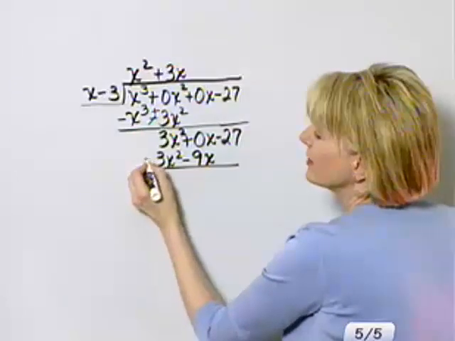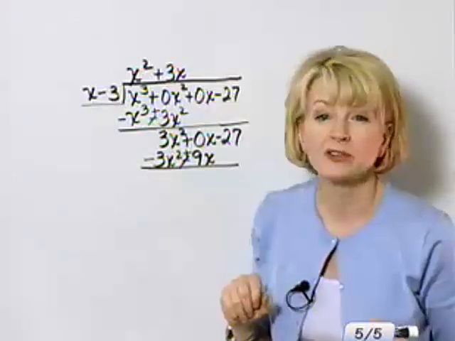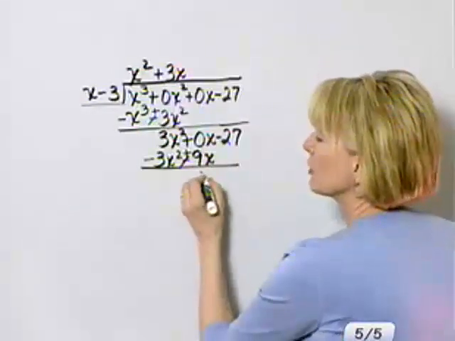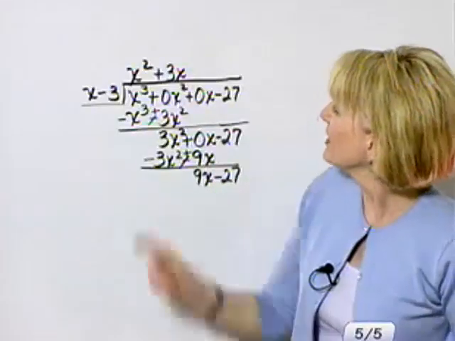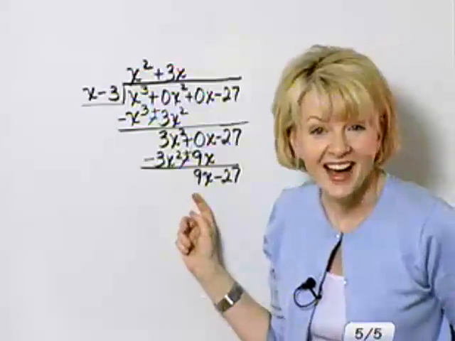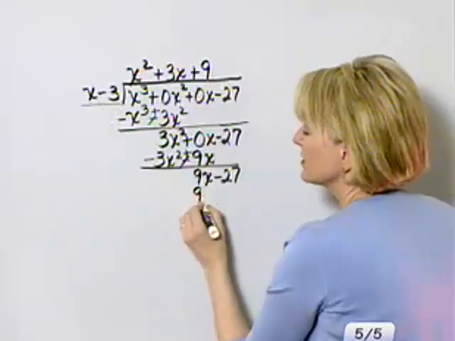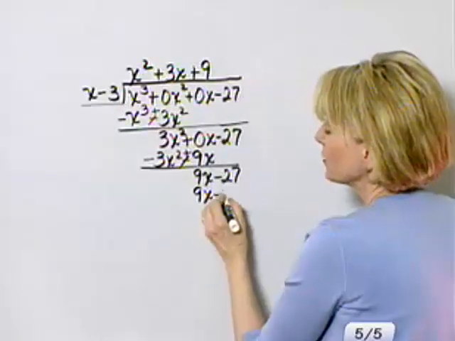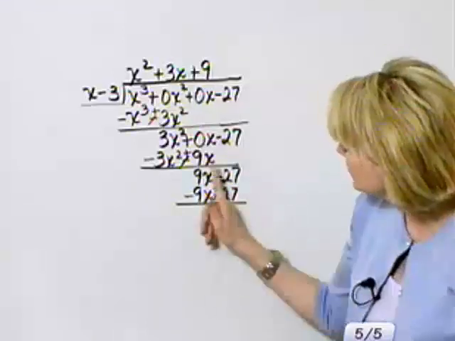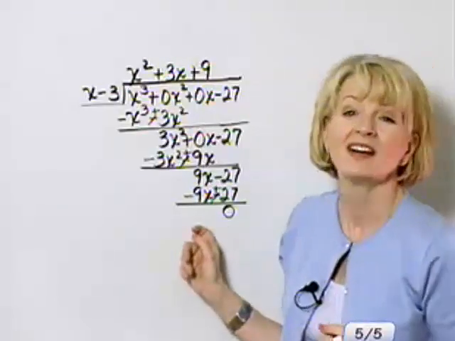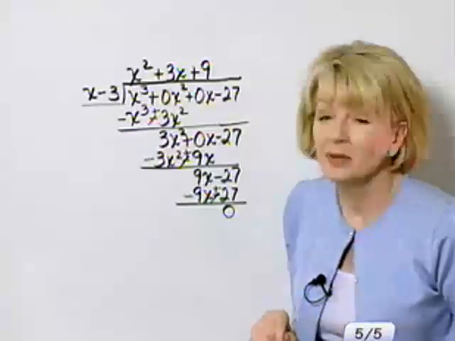Draw your line. Don't forget to change the signs. That's 0x squared like we want. That is 0x plus 9x, which is 9x, minus 27. And now what times x is 9x? That is 9. 9 times x is 9x. 9 times negative 3 is negative 27. Don't forget to change the signs, and I have a remainder of 0. So my quotient is x squared plus 3x plus 9.